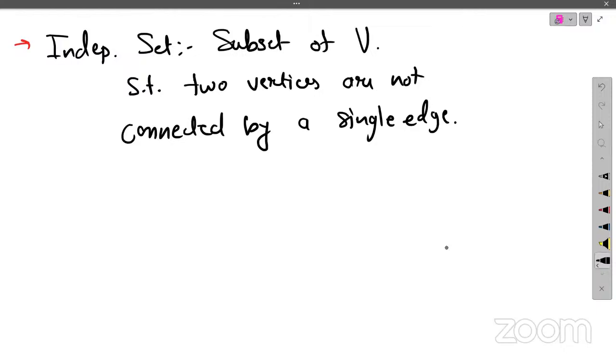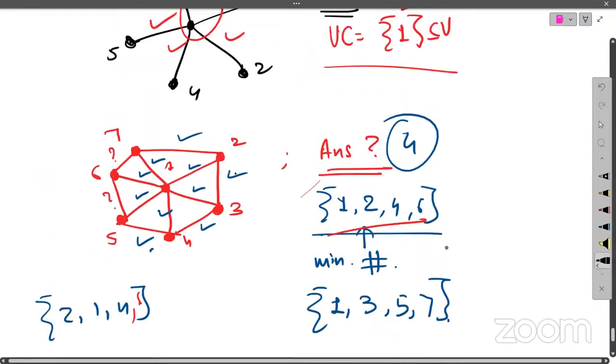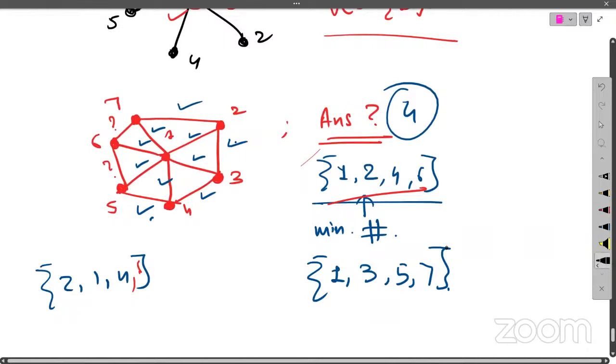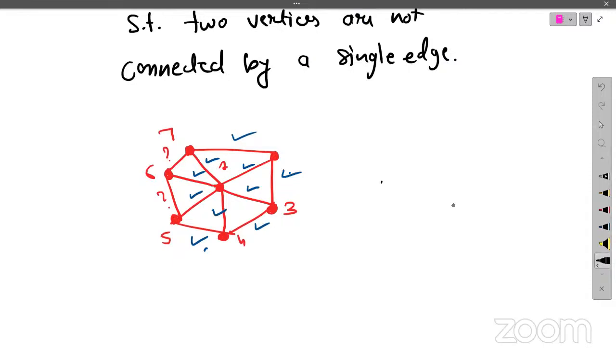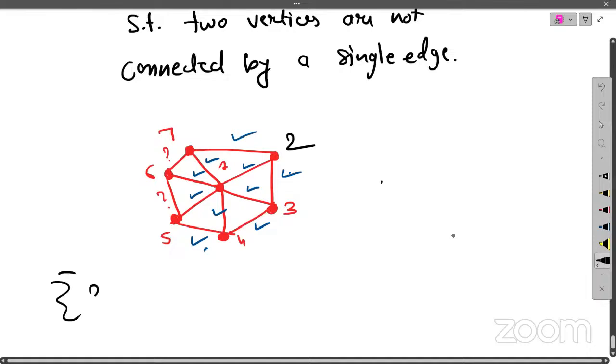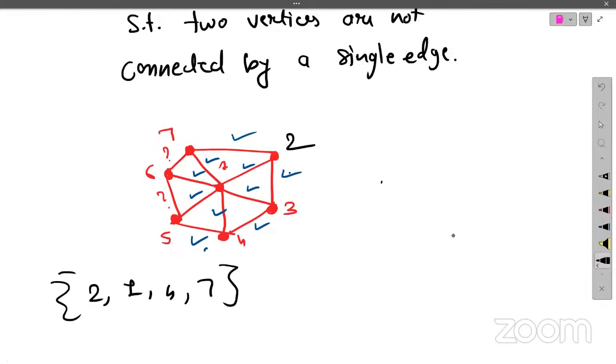Independent set means if you are considering any subset, then in that subset, whatever vertices you are taking should not be connected with each other by a single edge. So for example, suppose I take the same graph. In this graph, this is vertex number 2. Suppose I take the set to be 2, 1, 4, and 7. So this is one subset of vertices, correct?